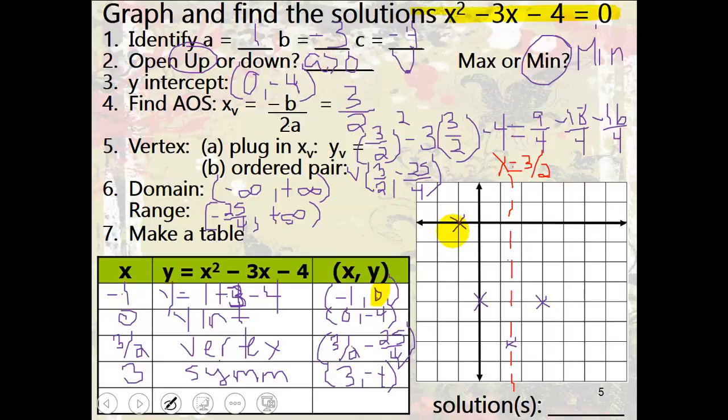Then I'm going to use symmetry to find the other point on the other side. So this is 1 space, 2 spaces, 2.5 spaces to the left. So now I'm going to count 2.5 spaces to the right. 1/2, 1, and 2. And so that is the point (4, 0). I'm going to trace my graph and write my solutions. (-1, 0) and (4, 0).